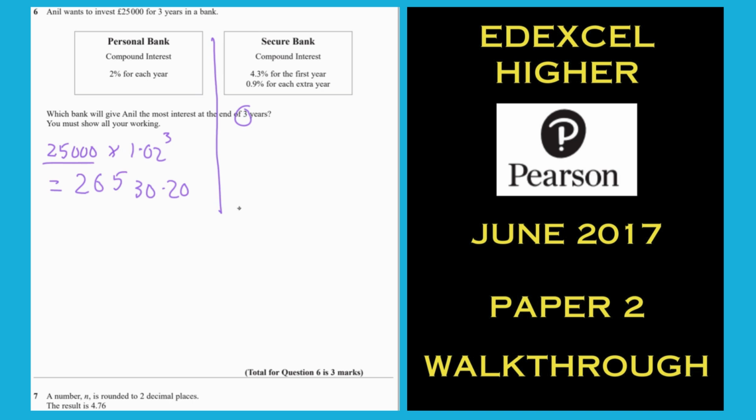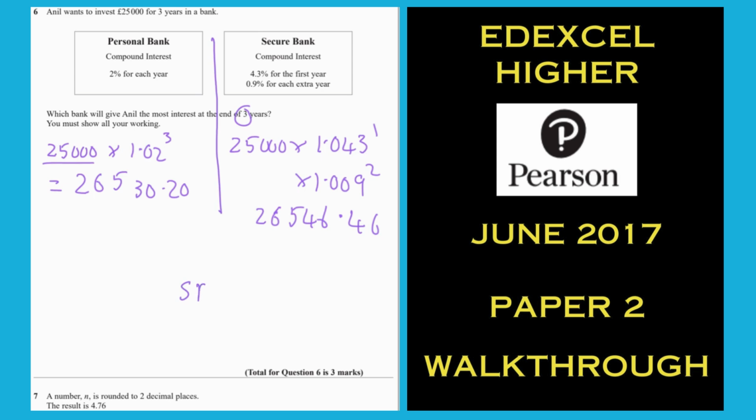but it don't matter because they're still easy to compare. Here, same capital, but you're multiplying by 1.043 for 1 year and 1.009 for the remaining 2 years. And when you stick all that in, you get slightly more, £26,546.46. It says which bank is better.